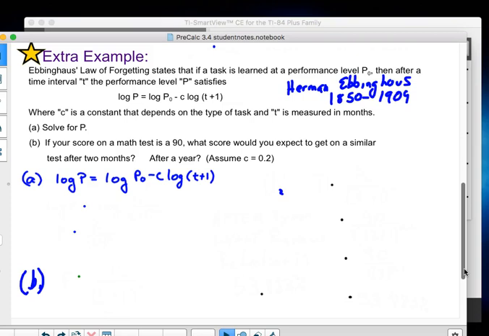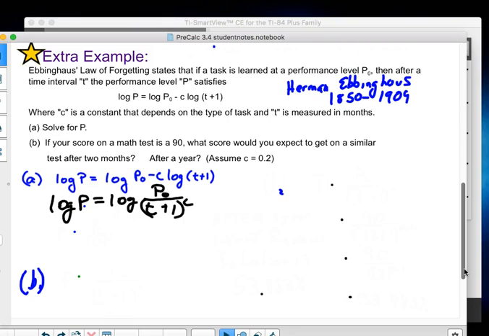Okay, I know that log P₀ minus C log (T + 1) can become something a little different. So right off the bat, I can rewrite this as P₀ (T + 1) raised to the C power. Are you okay with my condensing my logs? And this is, by the way, log of P.